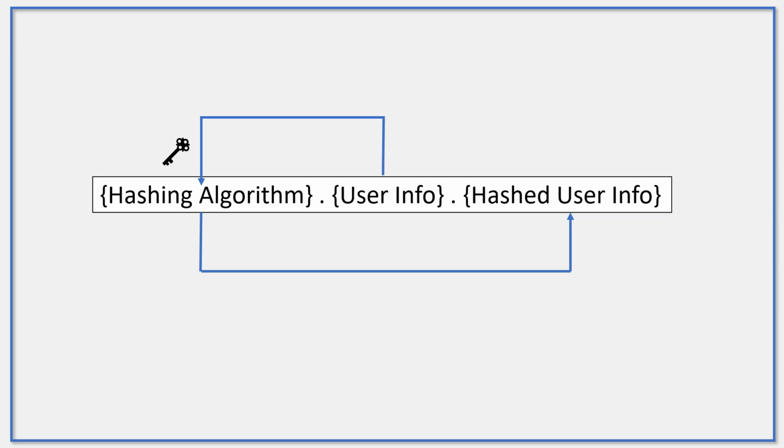clear text. Well, it's not actually clear text in JSON Web Token, but to explain what it really is, let's assume that the user information is clear text. Then when we pass that user information through the hashing algorithm, we can generate the same hashed user information every single time. So in order to verify this, we just take the same user information through the same hashing algorithm with the same key. Then it will always generate the same hashed user information.